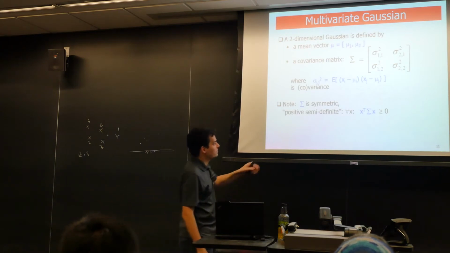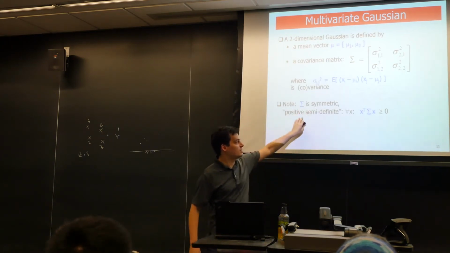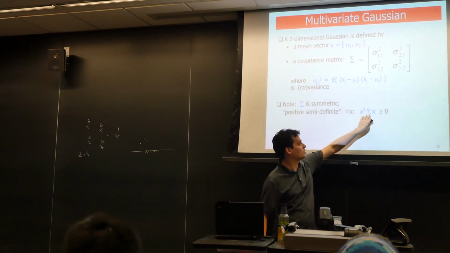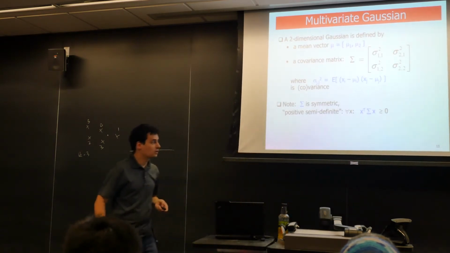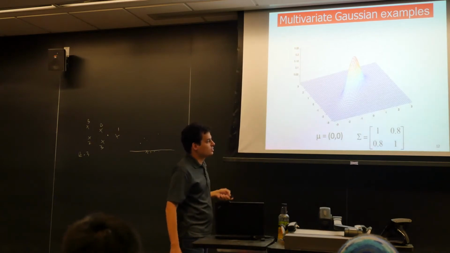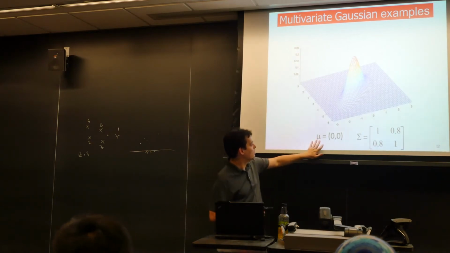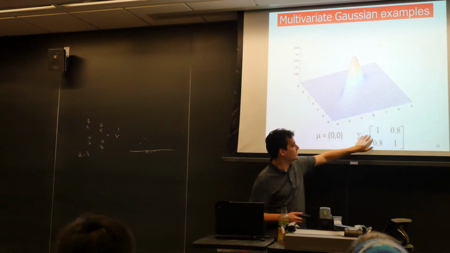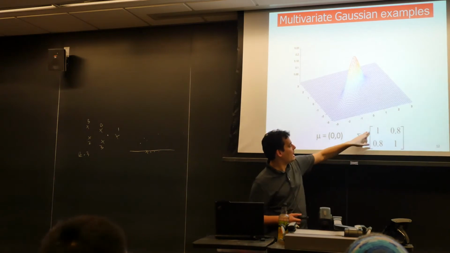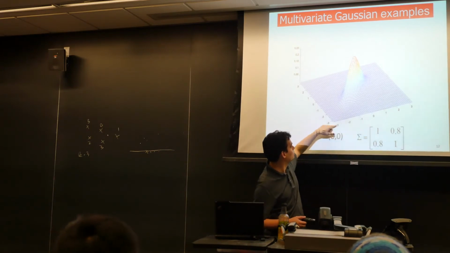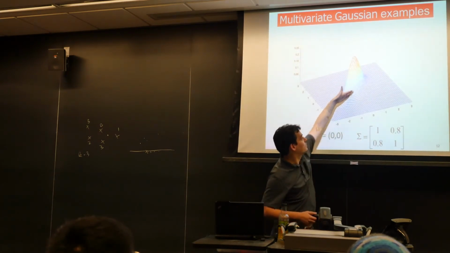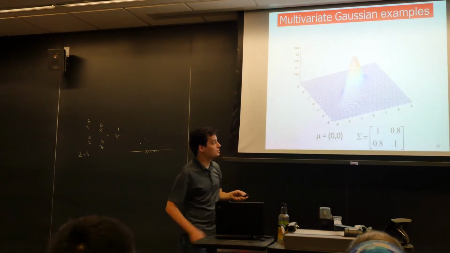The covariance matrix is always symmetric and positive semi-definite. That is, for every vector x, x transpose sigma x is non-negative. Okay, so this is just a case of a 2-dimensional Gaussian distribution with mean vector 0 and covariance matrix 1, 0.8, 0.8, 1. What it shows is that there's a high correlation between the two dimensions, say x and y. And that's why you can see that this distribution is aligned like this.